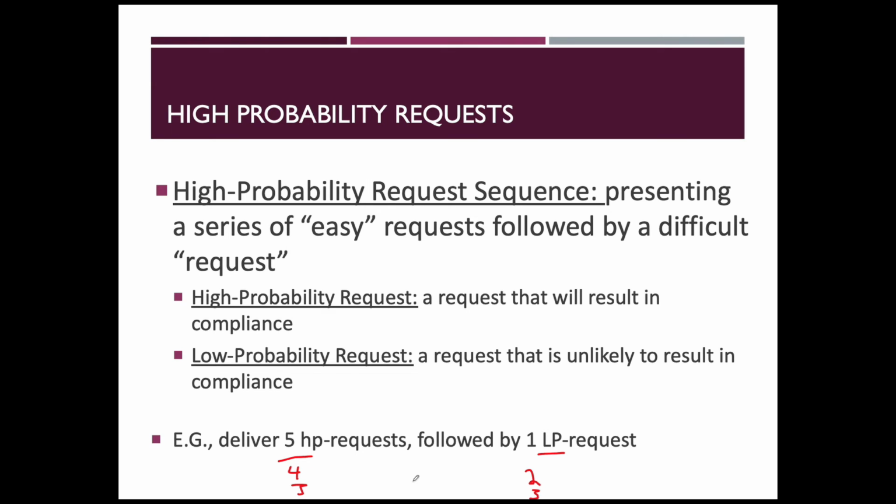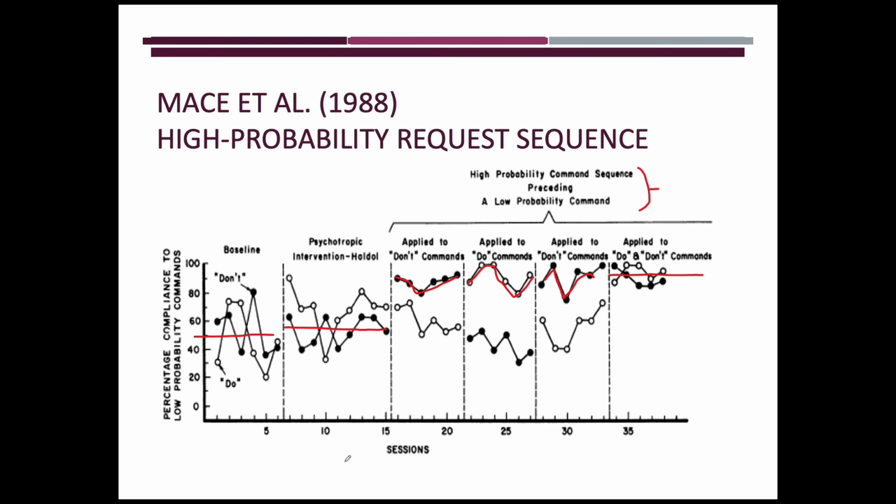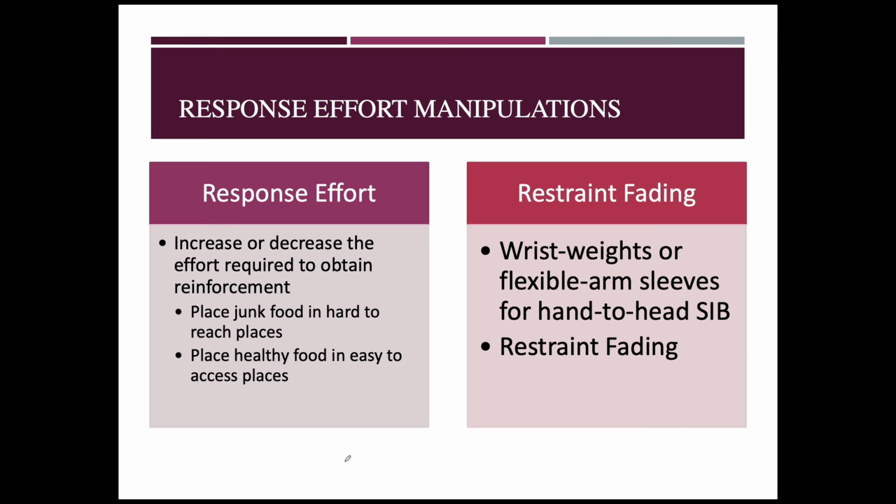So what we're doing here is adjusting the intervention. Ultimate goal being we're issuing all low probability requests and getting compliance. So this has been applied to increase compliance when the problem behavior might be non-compliance or they're not at a high level of compliance. So it's been used quite effectively there.